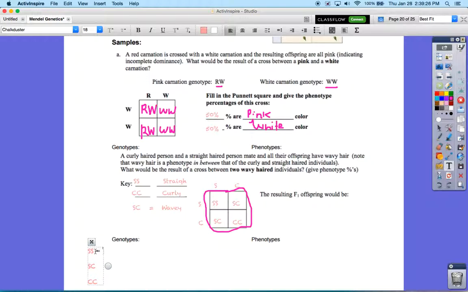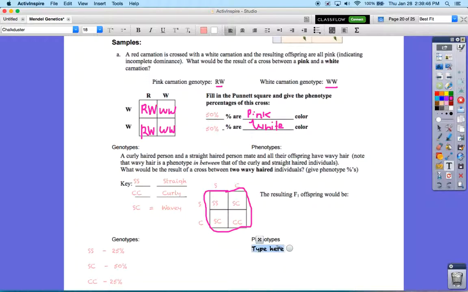The probability of having SS is 25% because it's 1 out of 4. The probability of having SC is 50% because we have 2 out of the 4. And the probability of CC is 25%. Again, 1 out of the 4.